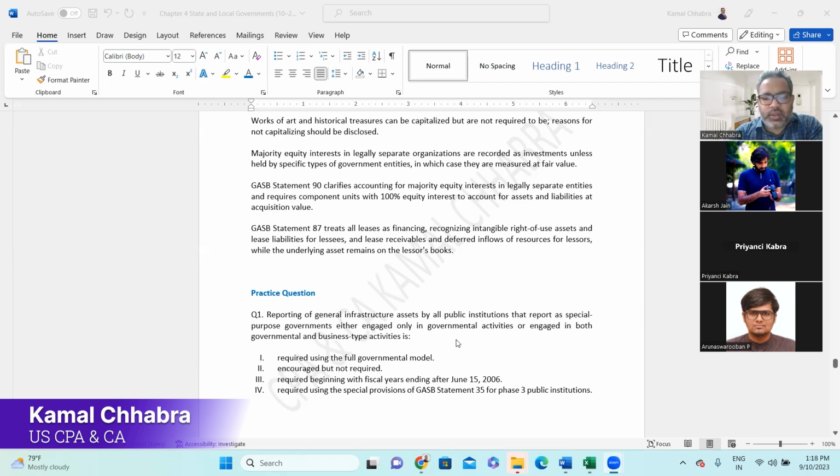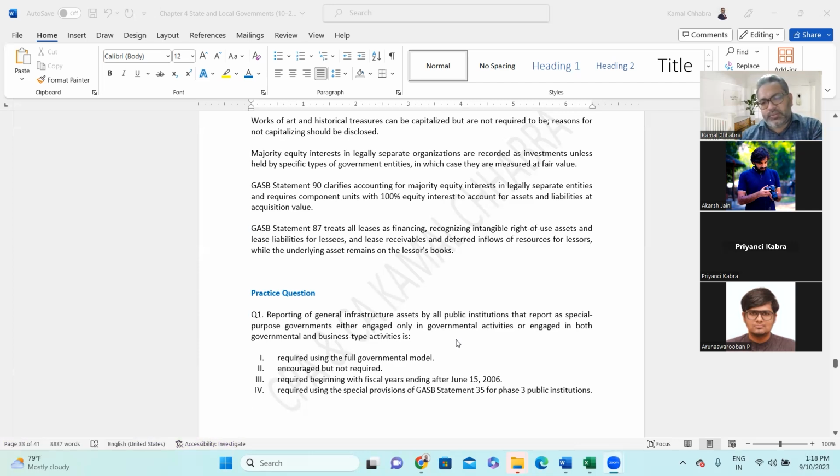Here, the third and fourth answers are incorrect, but for the first and second answers, you need to select the best right answer. As we have studied, when you have infrastructural assets and you are a public institution or special purpose government entity, then you mandatorily have to follow the full governmental model. It's not recommendatory, it's mandatory. Right?